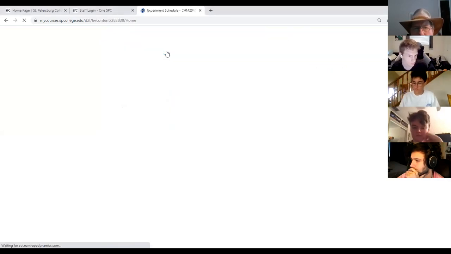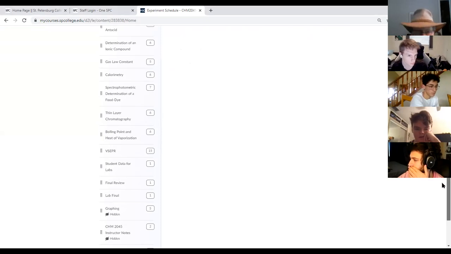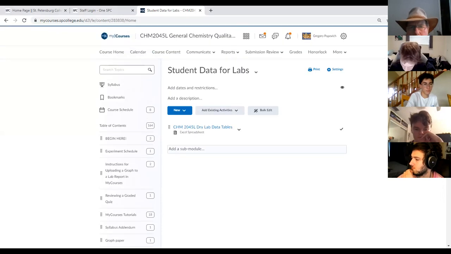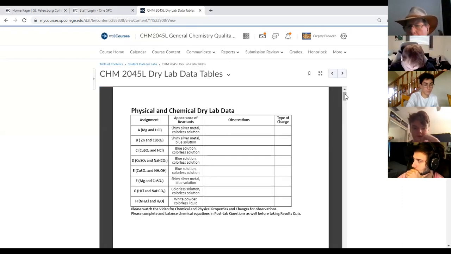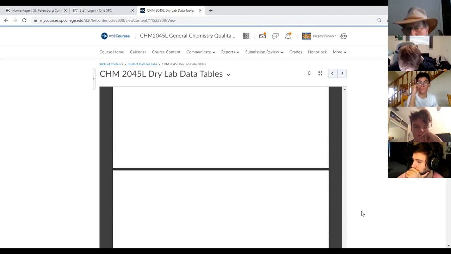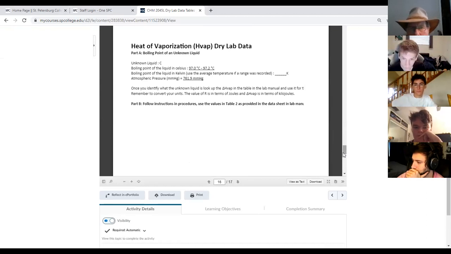Getting into the actual guts of this. Student data. And we're going to go all the way down because this is the last one. At least I think it's the last one. There we go. That's all you need. You need to know the atmospheric pressure and the boiling point range of your liquid. We good with that? That's all the data you need from this.